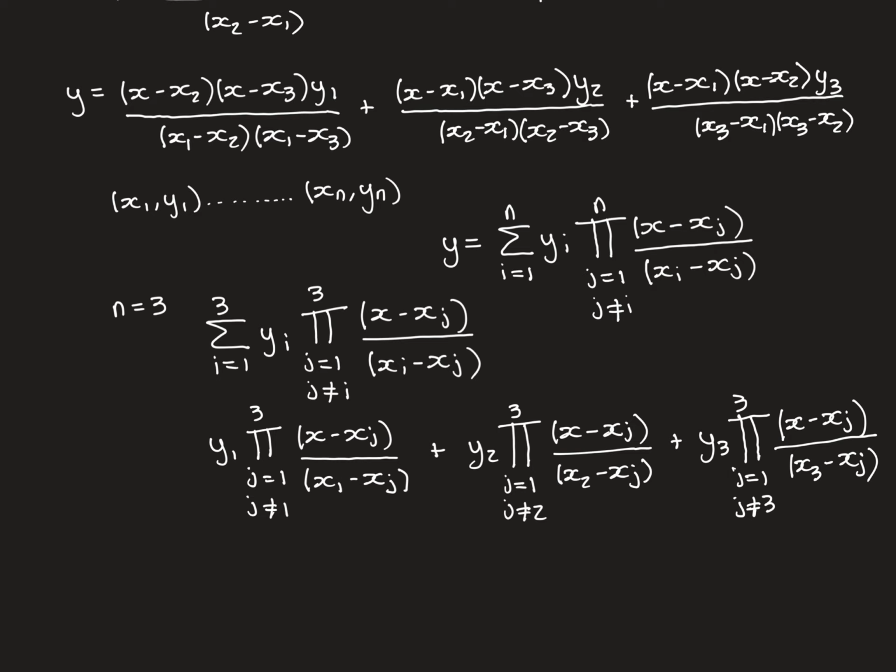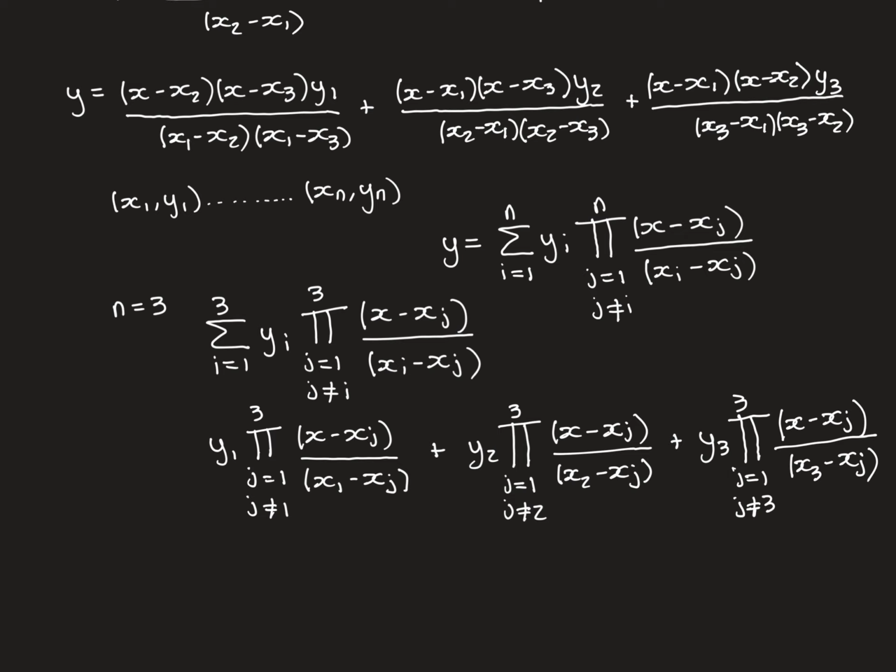So we'll take the concrete example of n equals 3 and make sure that when we put in n equals 3 here, we get the same thing that we had earlier. So here we go, n equals 3. This now becomes the sum from i equals 1 to 3 of yi times the product from j equals 1 to 3, where you exclude j equals i, of (x minus xj) over (xi minus xj). So let's work this out now.